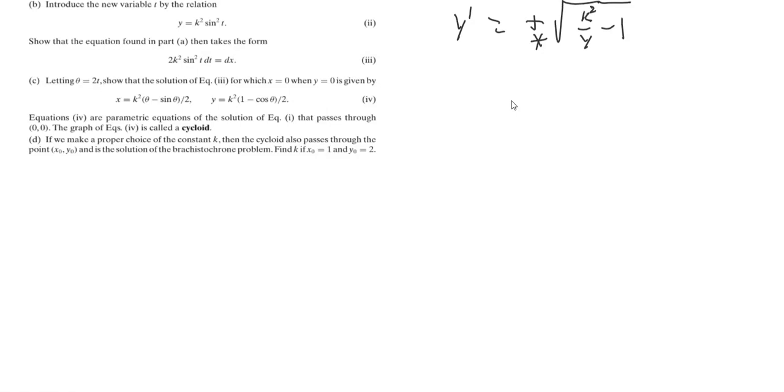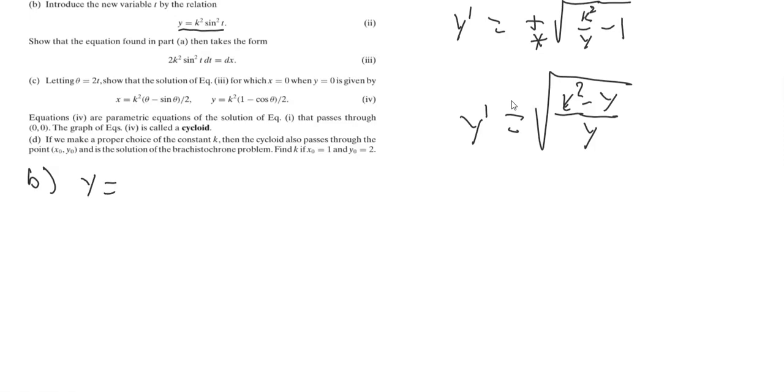So we go k over y over y, and that will help us later on for part B. So I'm going to write part B right here. Now we're going to introduce a new variable, like it says here, by the t relation: y equals k squared sine squared t. So that's how you get the t variable.